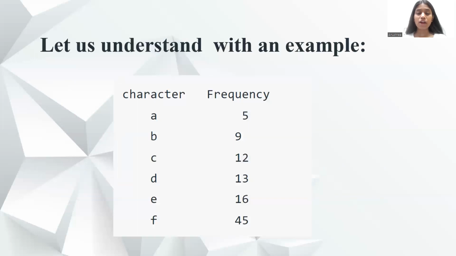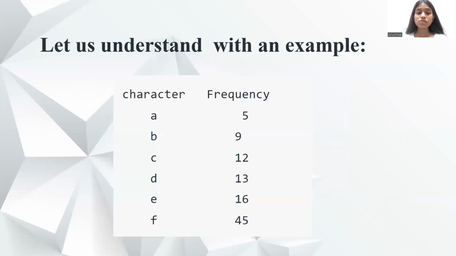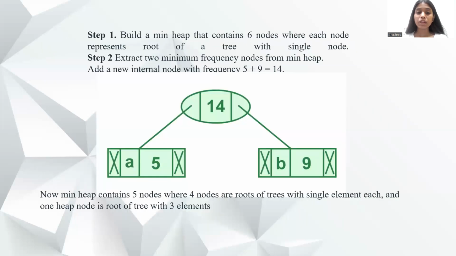So let's understand with an example. Here we have characters A, B, C, D, E, F with the frequencies 5, 9, 12, 13, 16 and 45 respectively. So the first step is to build a min heap that contains the 6 nodes, where each node represents the root of a tree with a single node. First we have the frequencies 5 and 9 of characters A and B, which are minimum. So we sum up 5 and 9 to get 14. So that is the min heap root.